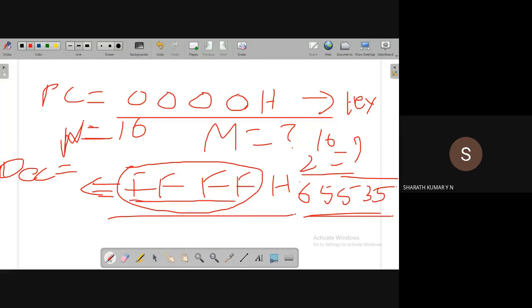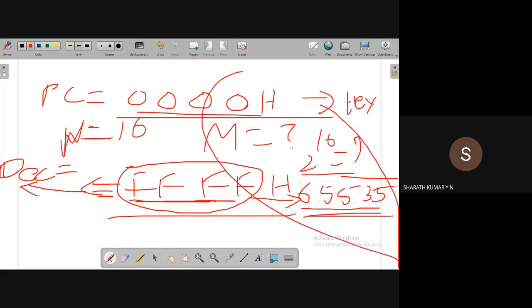In hexadecimal it is FFFFH. Enter this in a calculator in hexadecimal mode and convert into decimal mode. The equivalent decimal value is 65,535. That means the first location address is 0000, and the last location address in decimal equivalent is 65,535, the 65,535th location.